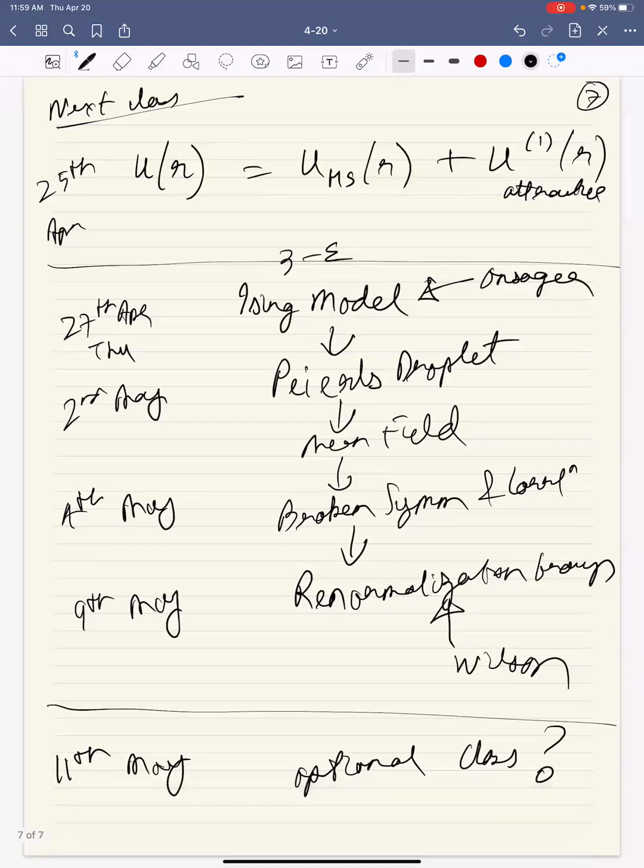So please read McQuarrie chapter 14 if you have time. That will help you understand this material, and it will also help you with the van der Waals topic next class.